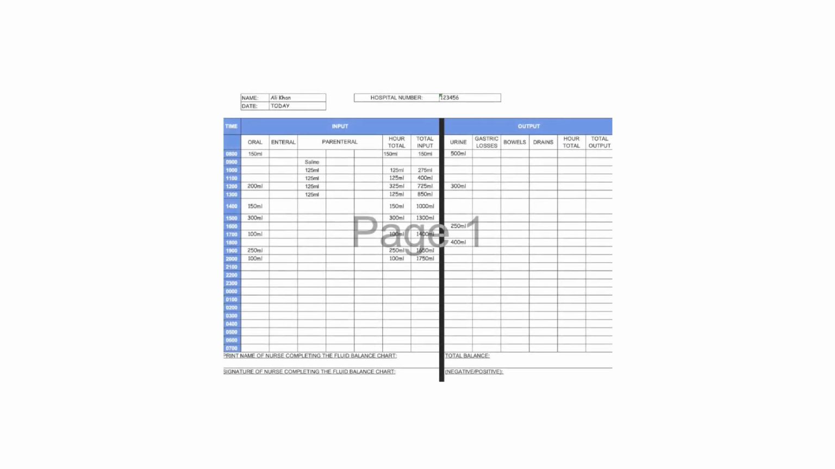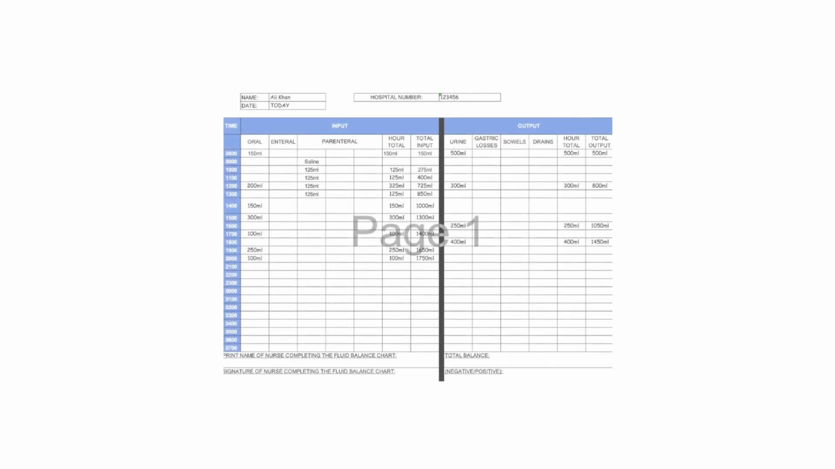Now we have completed the total input, we need to move on to the output. You would use the same method as when you were documenting and completing your input. In this example, you can see there is only urine to be documented on the fluid balance. You would then complete your hour total and total output using the same method as before, and we can see our total output is 1,450 ml.